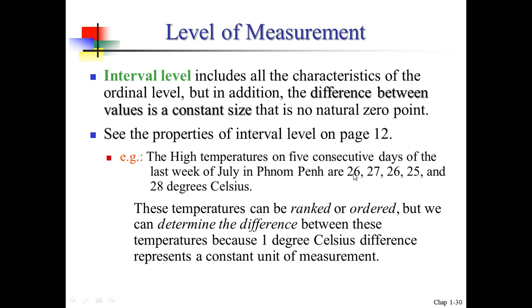So there are two 26s, but we group 26 together. This is nominal level. So when you make a rank, this is ordinal. When, after making a rank, one unit to another unit have constant gaps, constant size, this is interval.